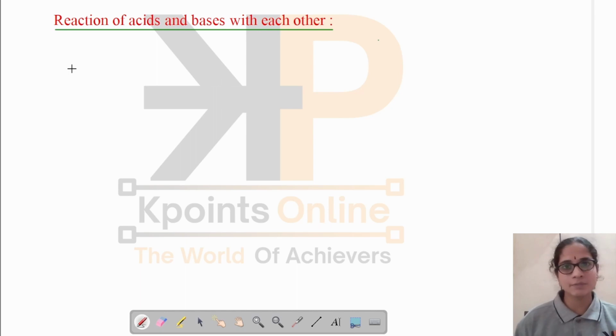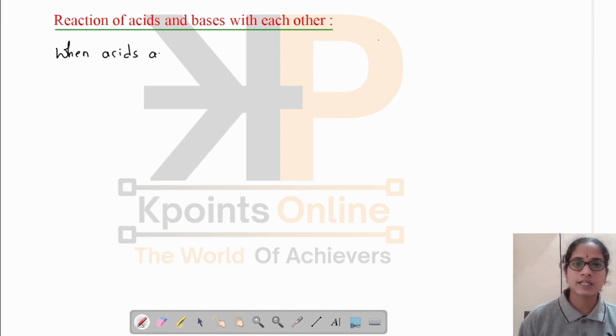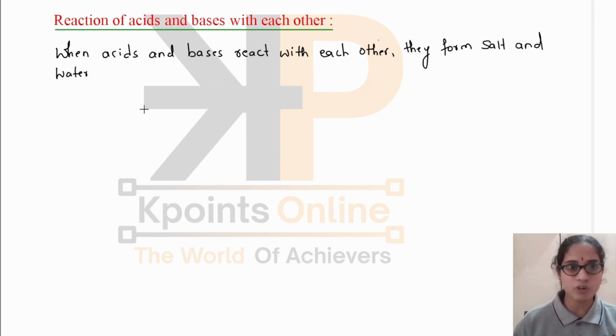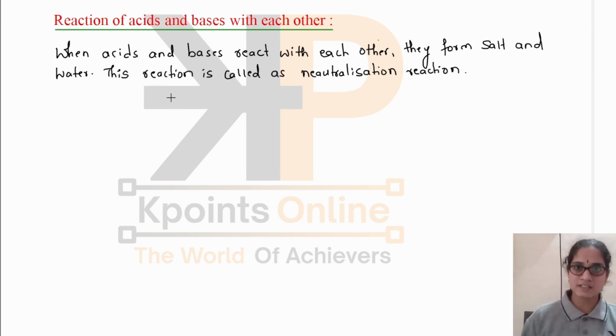When acids and bases react with each other, they form salt and water. There is a particular name for this reaction. This reaction is called a neutralization reaction.